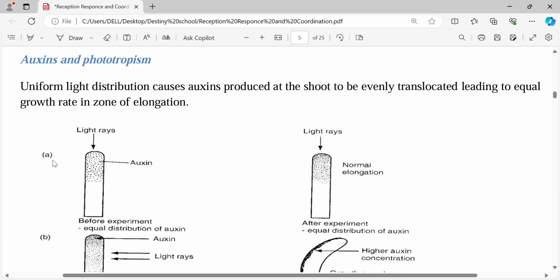When there is a uniform distribution of light rays, here we have not induced unidirectional light, so it means that this light is from everywhere. It is well distributed, so the auxins are also spread uniformly. So it is giving us what? A uniform growth. That's why there is normal, uniform elongation. The shoot will extend or elongate uniformly.